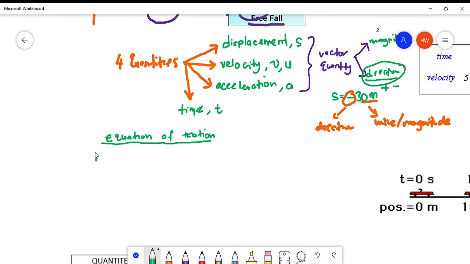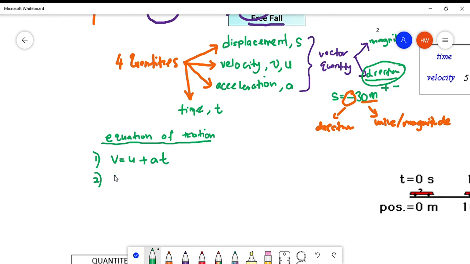So the first equation, okay, actually I have to show you the derivation, but I need the graph to explain the derivation. So I have to do the graph first, sebab graph tu kita tak sempat lagi buat. Nanti saya akan buat next week kot graph tu. Okay, so equation of motion, the first one is V equals U plus AT. Okay, saya tulis je dulu equation dia.